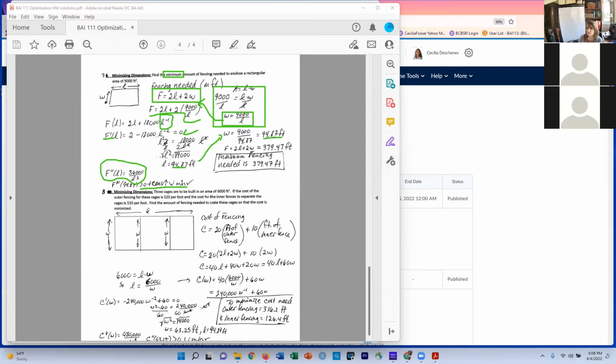And once I have that minimum W, I have to go back and read the question initially and make sure I answer the initial question. It says, what's the minimum amount of fencing? So I need to go back to my fencing formula and substitute L in and W, and then finally I get the answer.